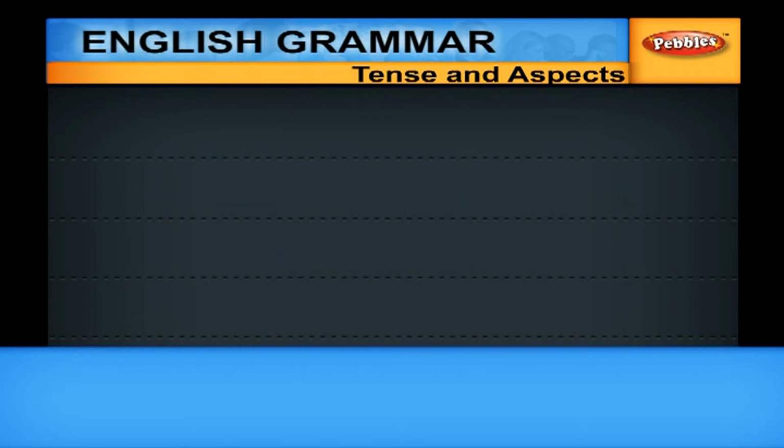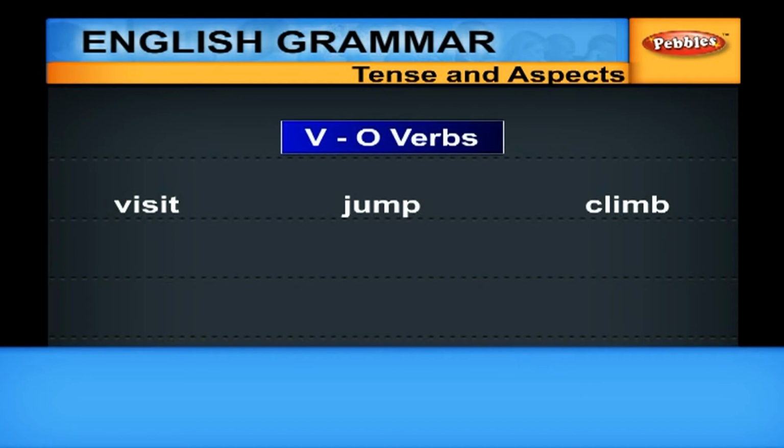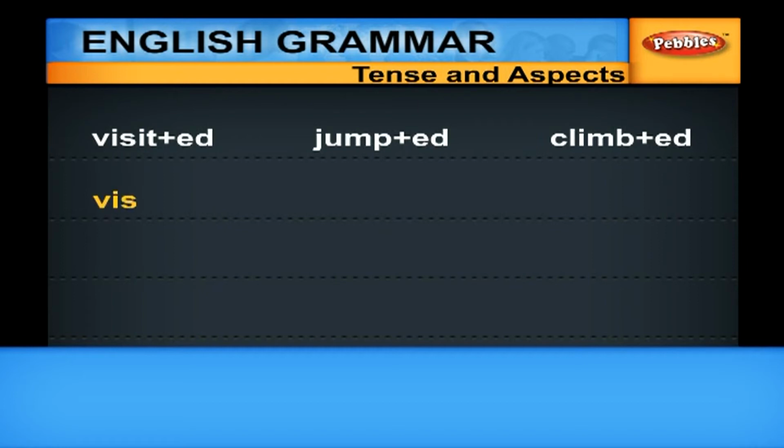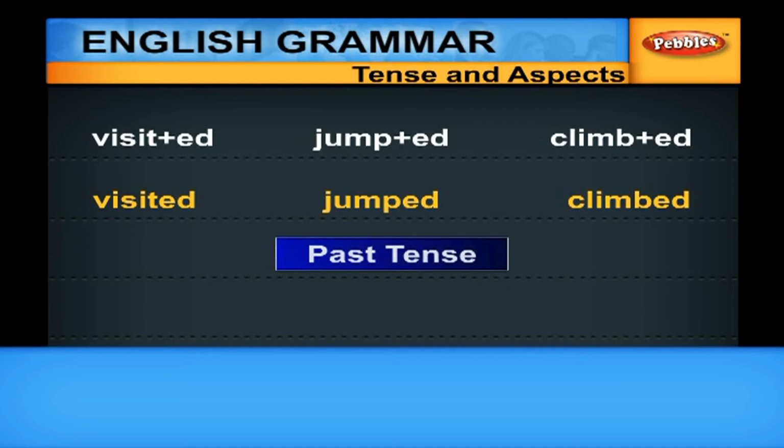Look at these verbs: visit, jump, climb. The above verbs are in VO form, or root verbs, or base verbs. We will add ed to these verbs. Visit plus ed, jump plus ed, climb plus ed. Now the verbs become visited, jumped, climbed. This is what we call past tense.